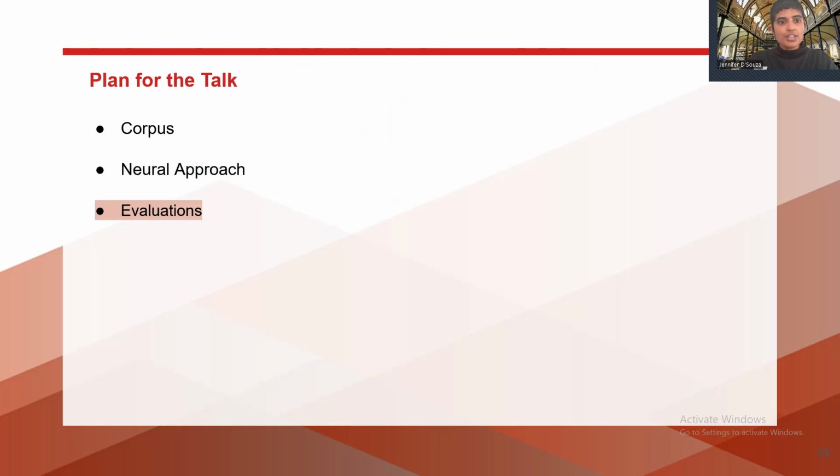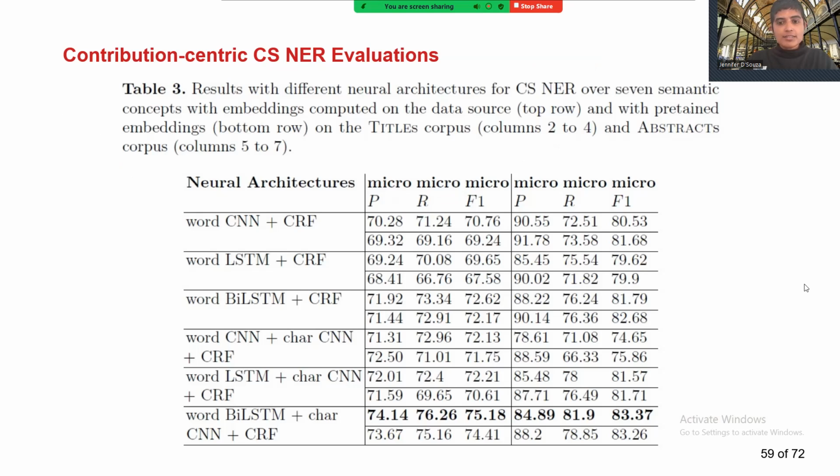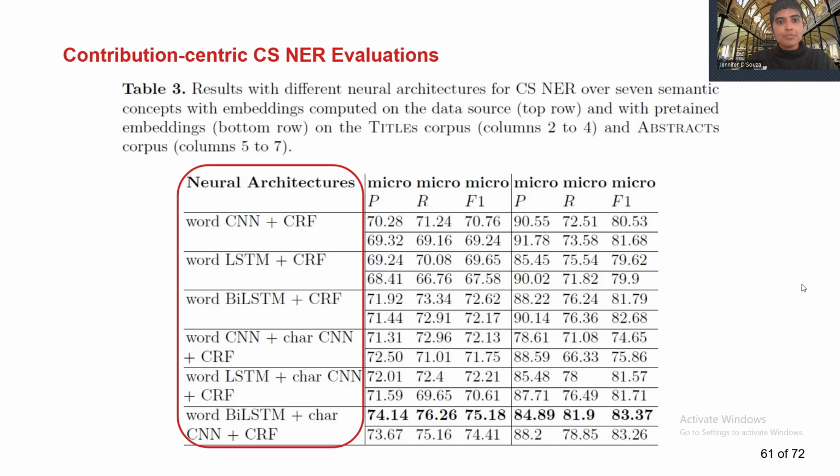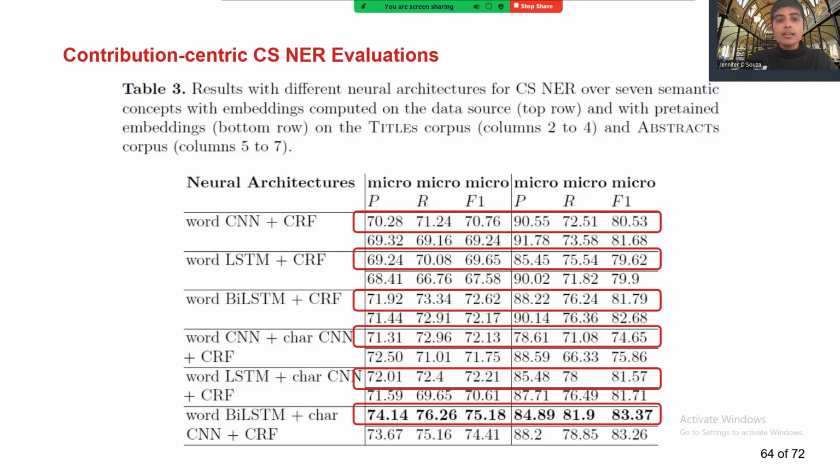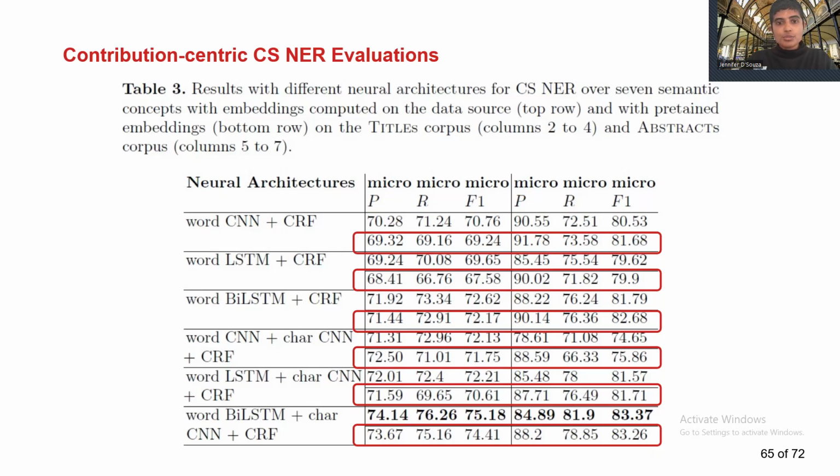So now we move on to the evaluations. The table depicts the results from our various neural architectures. The results were computed in terms of the micro-precision, recall, and F1 measures on various ablated neural architectures on the titles corpus and then the abstracts corpus. The first row against each neural architecture corresponds to word embeddings that were computed directly from our CS-NER corpus. The second row corresponds to word embeddings that were initialized with pre-trained word embeddings.